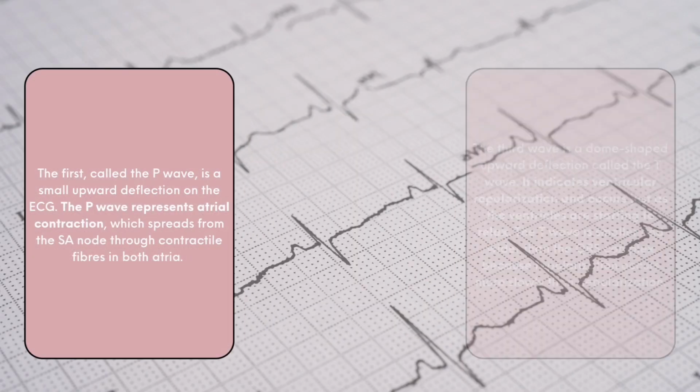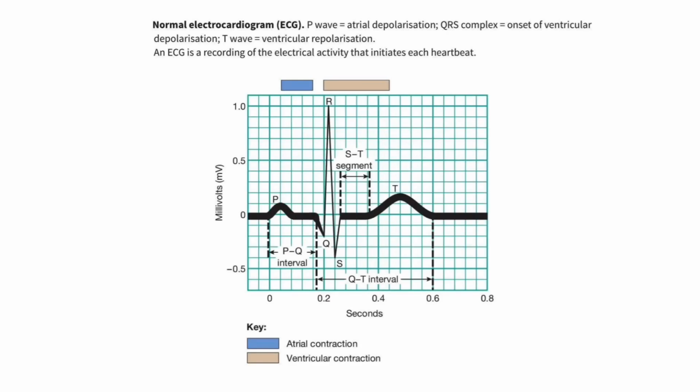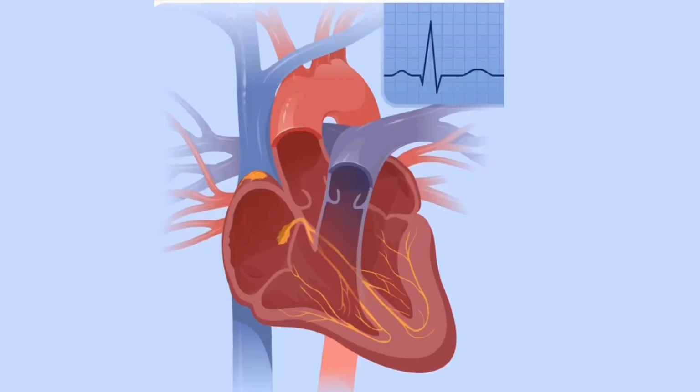The correlation of ECG waves with atrial and ventricular systole. The first wave, P wave, represents atrial contraction. Second wave, QRS complex, represents rapid ventricular contraction. Third wave, T wave, indicates ventricular repolarization and occurs just as the ventricles are starting to relax. A video will be provided for you to understand the process along with its correlation with the electrocardiogram more clearly.